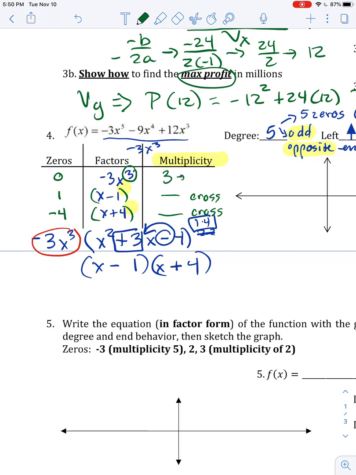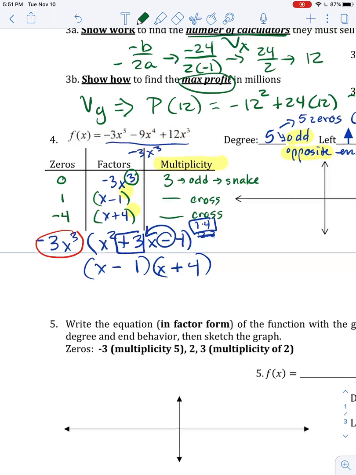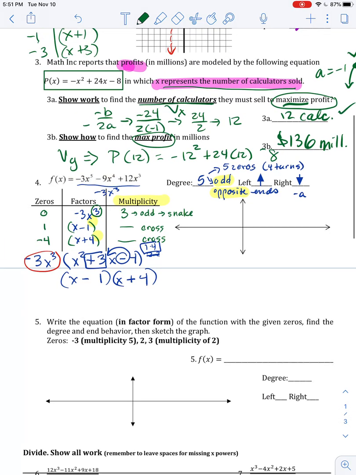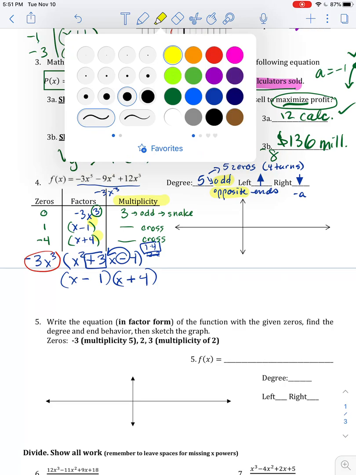But this one has a power or multiplicity of 3, which I'm going to look up on my green information. It's probably on the back, is odd. And when you have an odd multiplicity greater than 1, that's when it's going to snake across the graph at that spot. So all this information that I know is going to be super helpful now because now I can graph this thing really accurately.